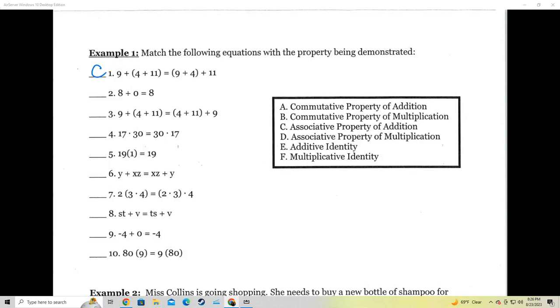On number 2, it started as an 8. I added 0 and it stayed an 8. It looks like it kept its identity. And because it's adding, that must be additive identity. That's going to be letter E.